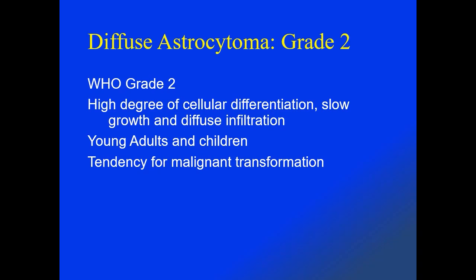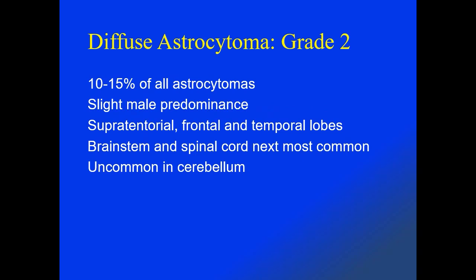Grade 2 diffuse astrocytomas demonstrate a high degree of cellular differentiation with slow growth pattern and diffuse infiltration. They're typically found in young adults and children and demonstrate some tendency for malignant transformation. They represent approximately 10 to 15% of all astrocytomas with slight male predominance. Within the supratentorial brain, they are typically found within frontal and temporal lobes, with the brainstem and spinal cord being next most common. They are uncommon in the cerebellar hemispheres.